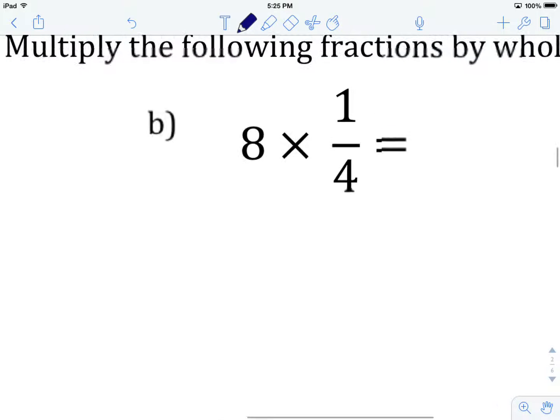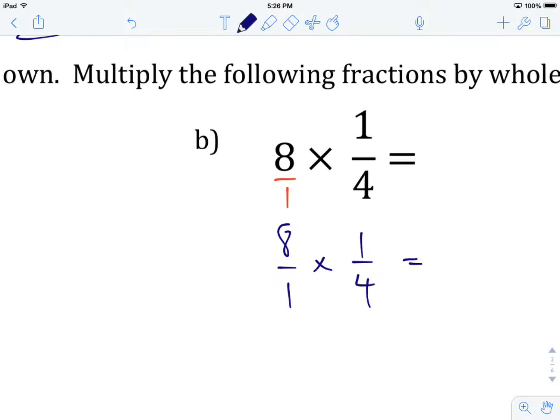What I'd like you to do now is hit pause in the video and go off and try example B on your own. And when you've got an answer, come on back and we'll see how you did. All right, you're back. Let's get a look at this one. Again, we've got a whole number here being multiplied by a fraction. First thing we want to do is write 8 as a fraction, which we would do by writing 8 over 1. So I'm going to write that out: 8 over 1 times 1 over 4.